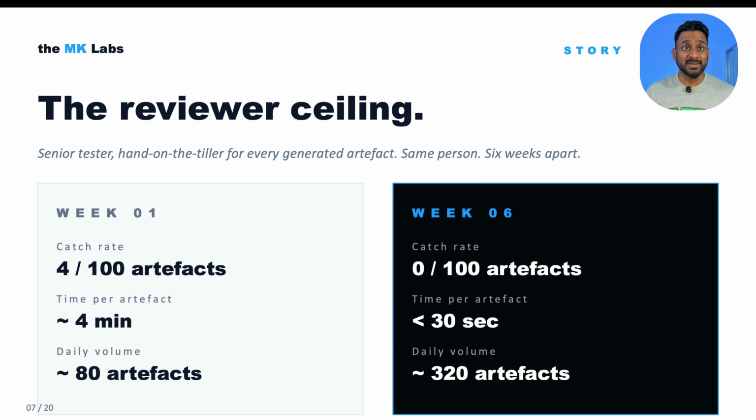Six weeks later, same person, same artifacts, output volumes quadrupled. We're up to 320 a day. Catches: 0 per 100. Time per artifact: 30 seconds. And here's the part that should chill you, right? Leadership read the falling catch rate as quality going up. They thought the system was getting better. It wasn't. The reviewer had hit the wall. They were just clicking through.